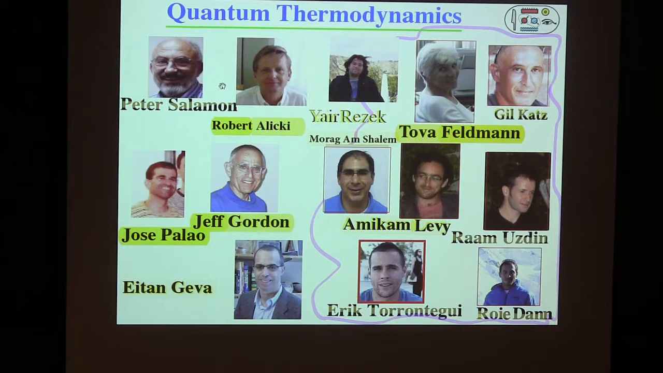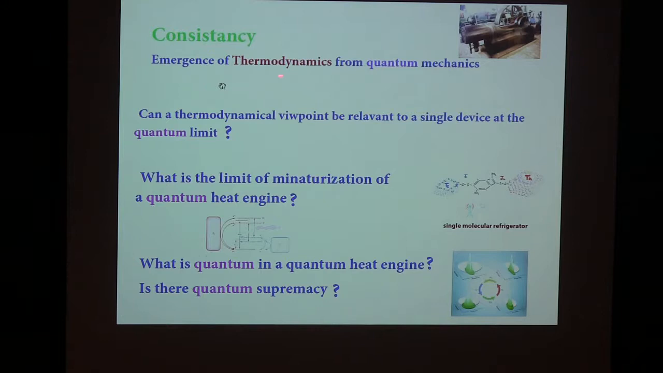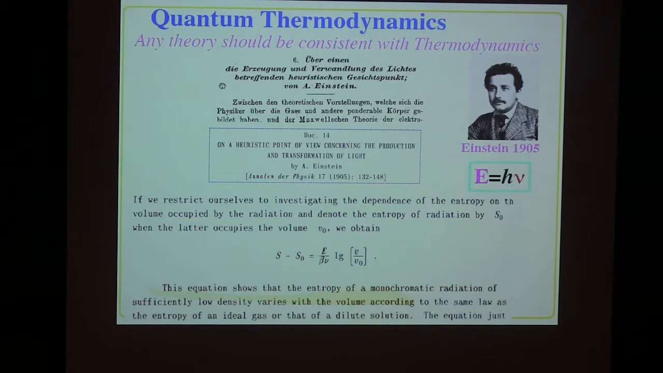So let's see where we start. We start with the idea, I would say, of consistency. What we do now is we start from quantum mechanics and we see how thermodynamics emerges from quantum mechanics. And then we can ask, these are modern questions, can the thermodynamic viewpoint be relevant to a single device at the quantum level? So how small can we be? Another question: what's the limit of miniaturization of a quantum heat engine? And eventually we'll reach the question, what is really quantum about the quantum heat engine? You'll see there's a kind of provocative question here. And the following, which I think is just emerging: is there quantum supremacy? So this is the outline of what I want to talk about.